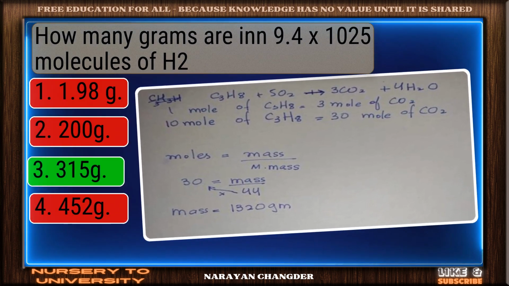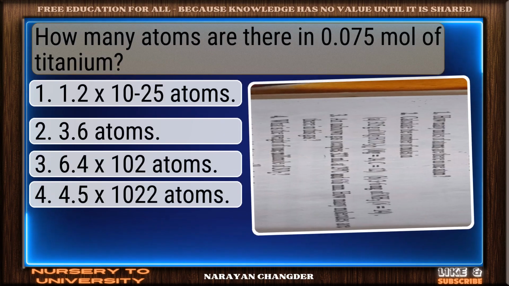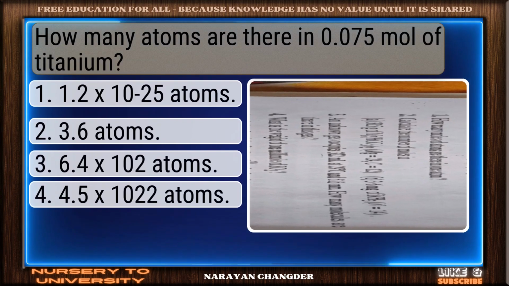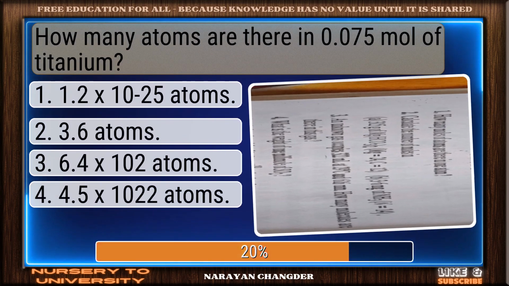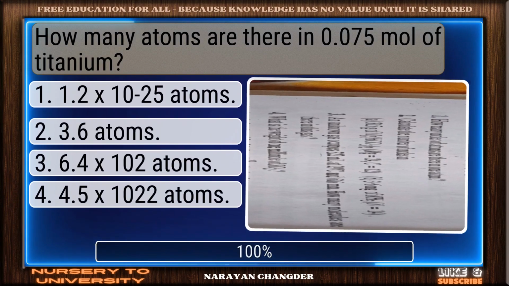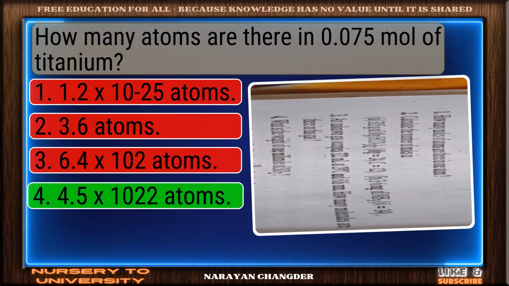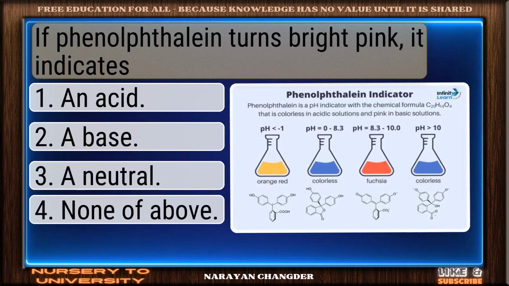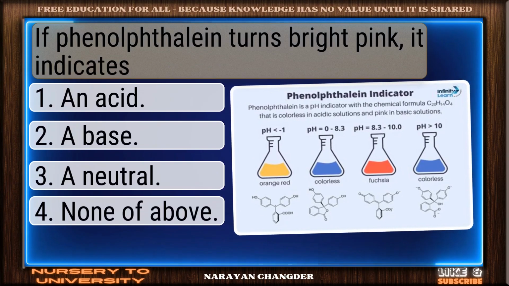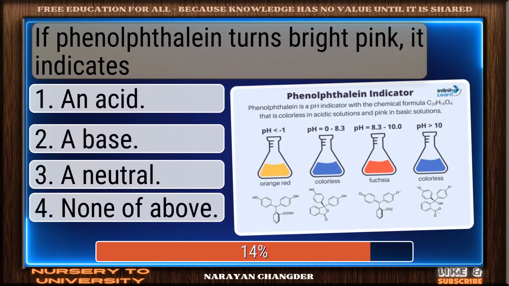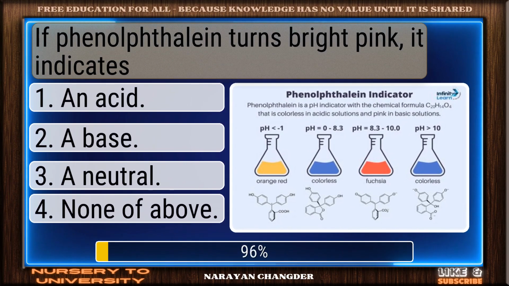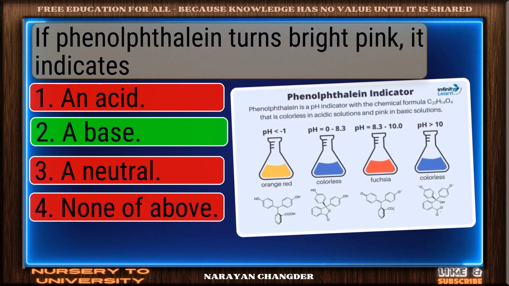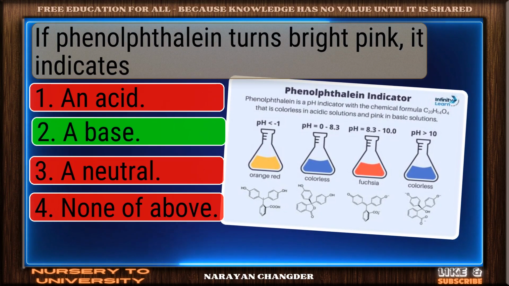Valid point. 3VPD is true. How many atoms are there in 0.075 mol of titanium? Great. 4.5x10^22 atoms is the accurate answer. If phenolphthalein turns bright pink, it indicates. On track. A base is the correct answer.